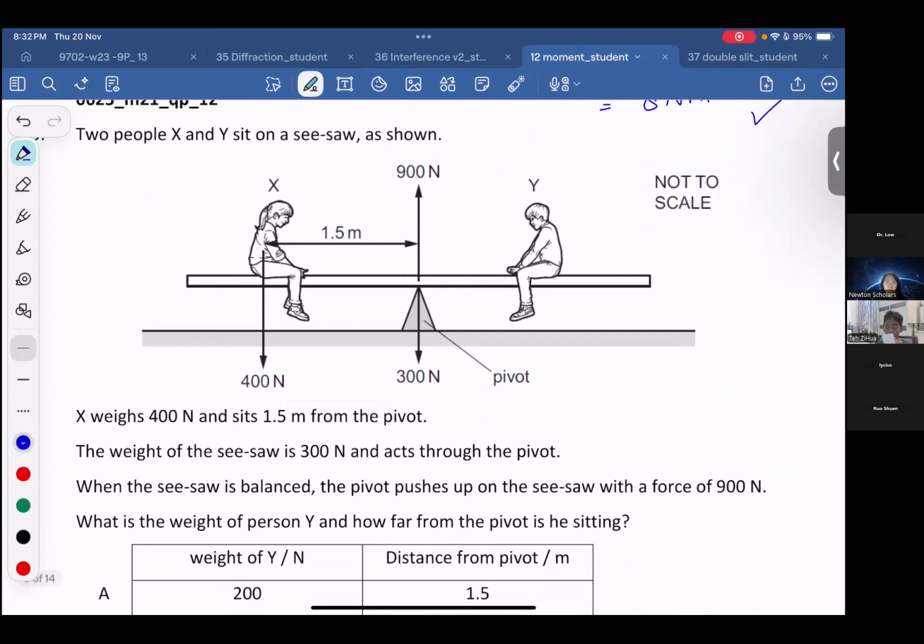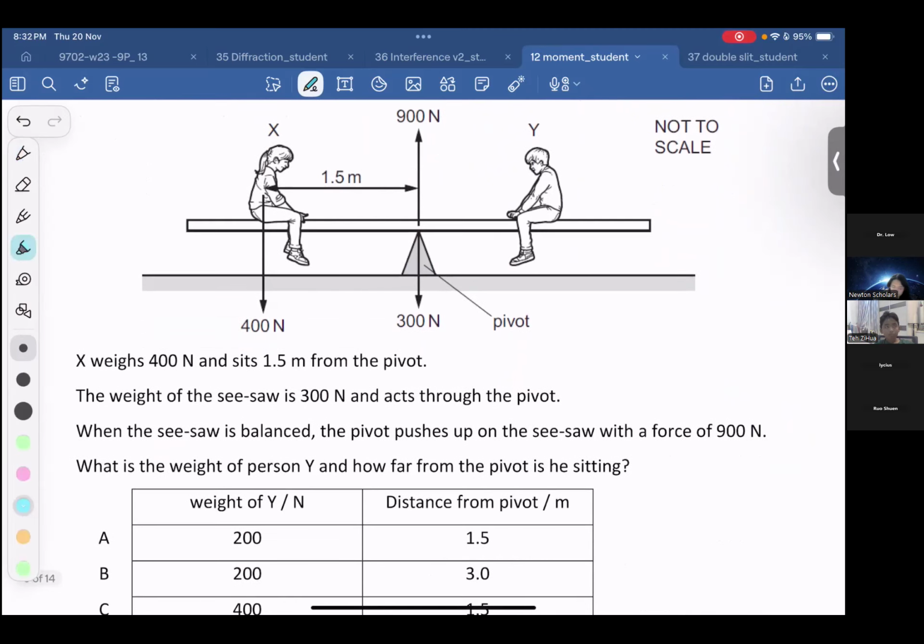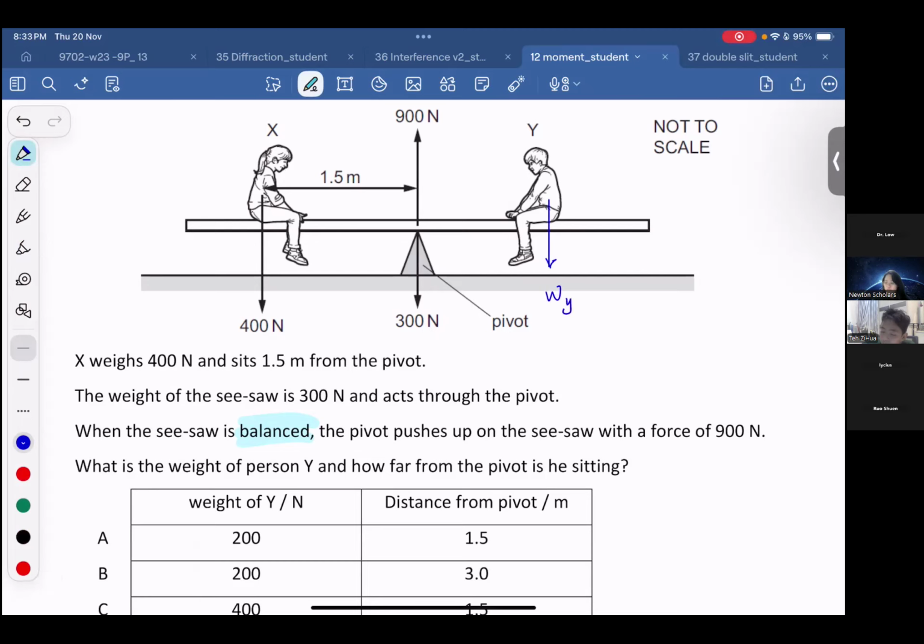So dear here, two people X and Y sit on the seesaw. X is 400 Newton, sitting at 1.5 meter from the pivot. The weight of the seesaw is 300 Newton, acting on the pivot. Okay, here when the seesaw is balanced, the pivot pushes up on the seesaw with a force of 900 Newton. What is the weight of the person Y? The weight is always pointing downward, because weight is caused by gravity. Force due to the gravity, so it's always pointing downward.